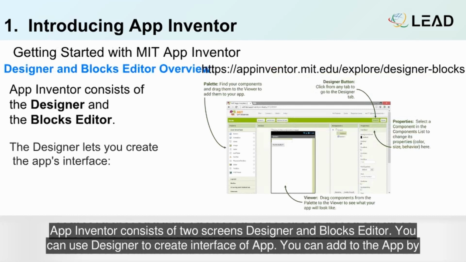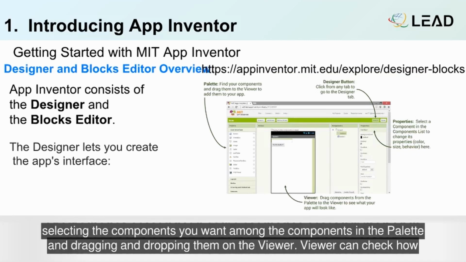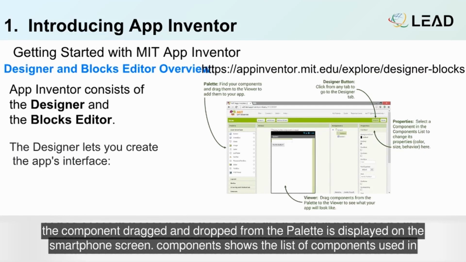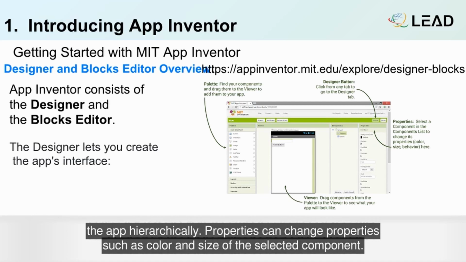App Inventor consists of 2 screens: Designer and Blocks Editor. You can use Designer to create the interface of the app. You can add to the app by selecting the components you want among the components in the palette and dragging and dropping them on the viewer. Viewer can check how the component dragged and dropped from the palette is displayed on the smartphone screen. Components shows the list of components used in the app hierarchically. Properties can change properties such as color and size of the selected component.